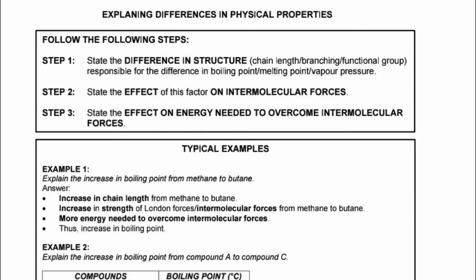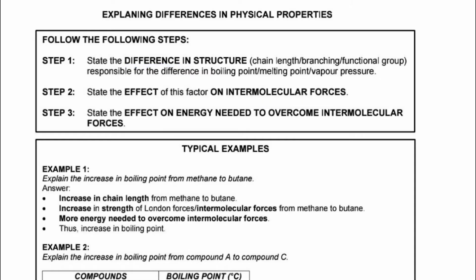When you explain here, guys, you explain in bullet form, in point form, not writing big paragraphs. So you state the difference in structure, which is the chain length, branching, or functional group responsible for the difference in boiling point. That's all you talk about. And then point number 2, you state the effect of the factor on intermolecular force.